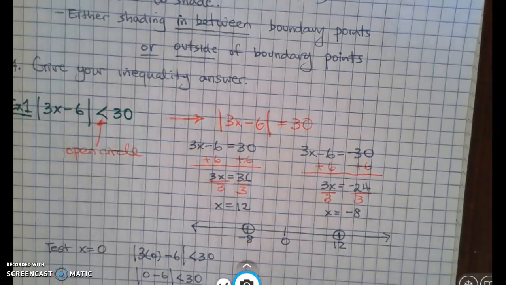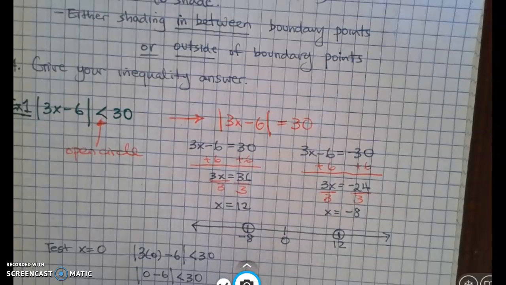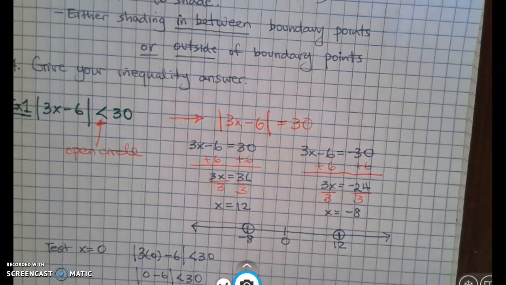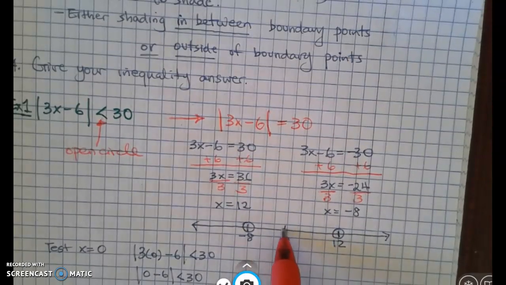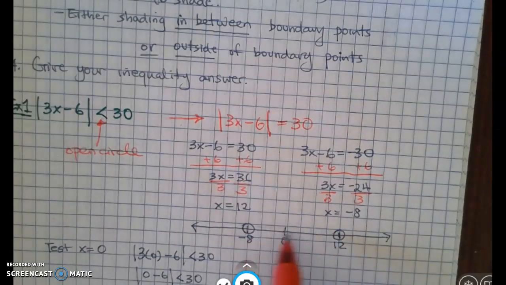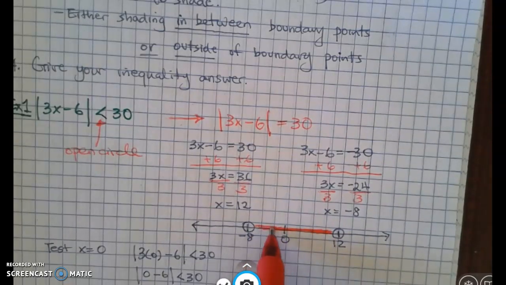Okay, this means that the solution, so here we need to make a conclusion. The solution includes the section with x is equal to 0. Where is x is equal to 0? It's right here. It includes that. That means this is part of the solution area. So I am going to shade this in like so.